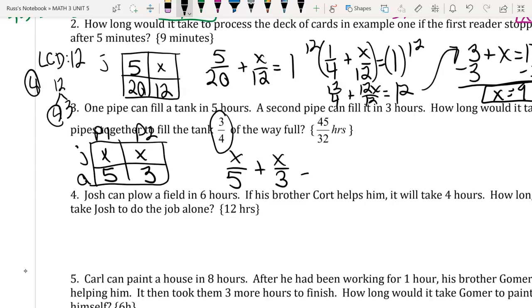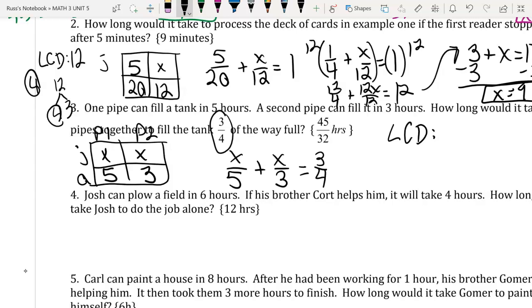I want it 3/4, so I'm not doing the whole job. I'm doing 3/4 of the job, not the whole job. So from here, I've got to get my least common denominator. Again, you could do 5 times 3 times 4, which I think actually ends up being your least common denominator. But that will always work.